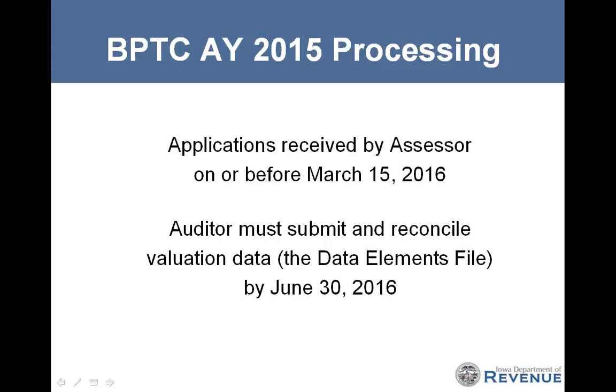So the file comes in, the data elements file, at the end of June, and then we process that credit and post files in early July. And those will show up on the tax statements that are issued in August of 2016.